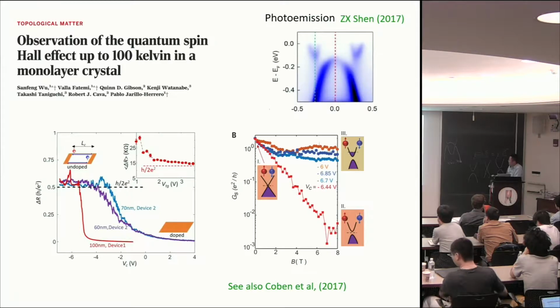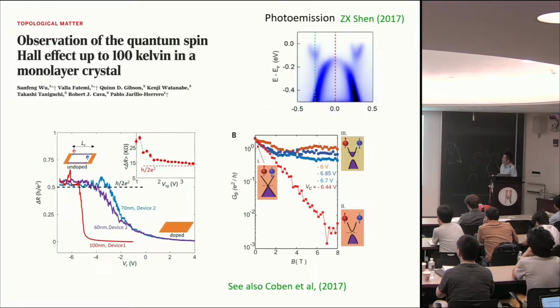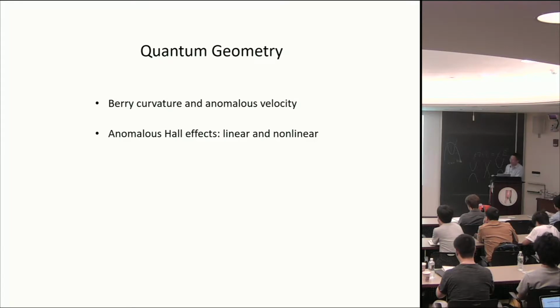So all I want to say is that here you see the nice quantization. These helical edge states give you conductance e squared over h. And when you apply a magnetic field, the time reversal symmetry is broken, so the edge states become insulating. It's all consistent with the 2D TI. Okay, so any questions so far?